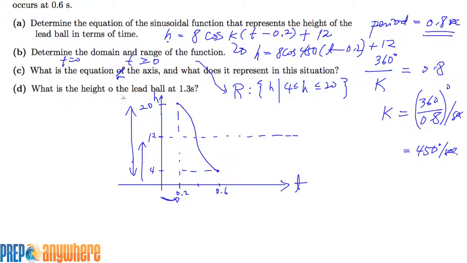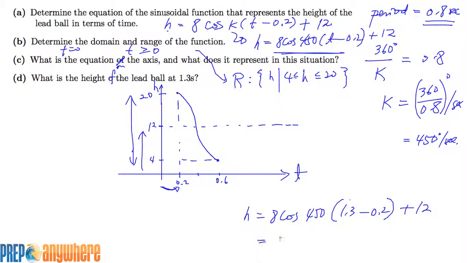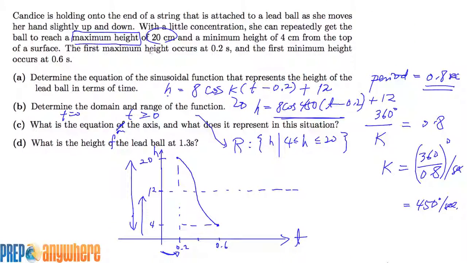Part D says, what is the height of the ball at 1.3? So using this equation right here, 8 cosine of 450 (t minus 0.2) plus 12, we're going to replace t with 1.3. Okay, and we get approximately 6.34. 6.34, the unit is centimeters.